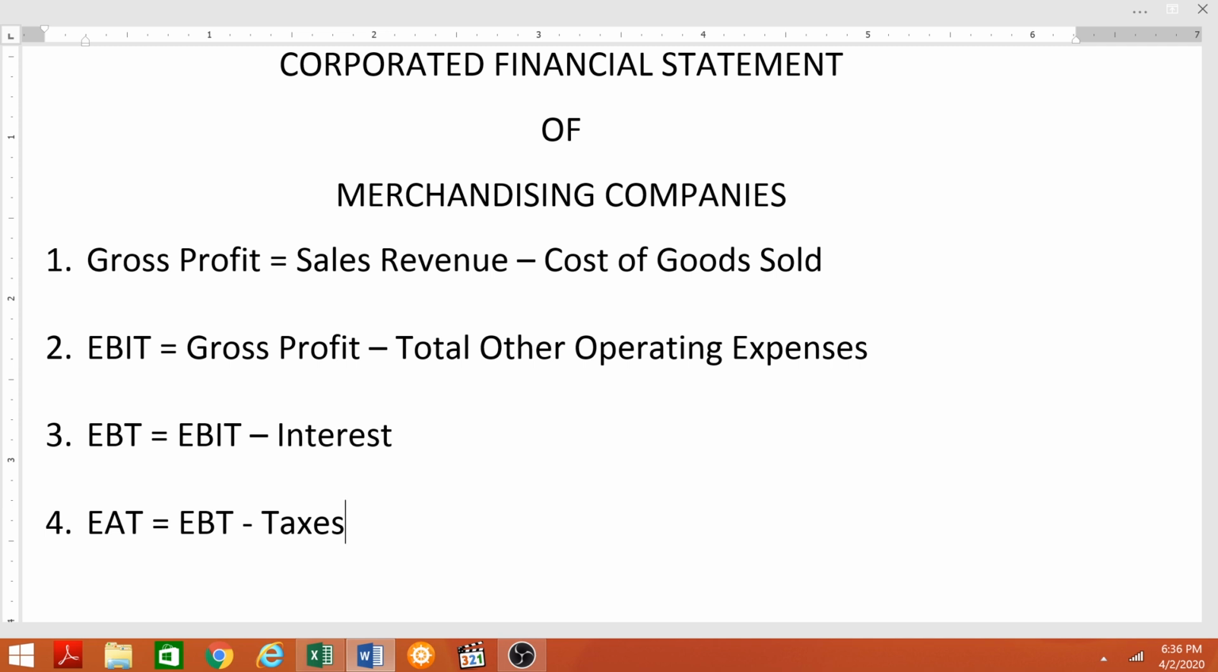So let's understand the same, how to calculate gross profit, and then earning before interest and taxes, then earning before taxes, and finally earning after taxes with numeric examples. I am going to explain you 3 numeric examples of the companies or firms who are involved in trade or merchandising companies.